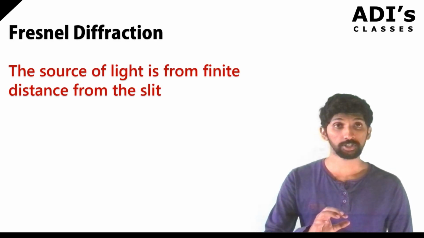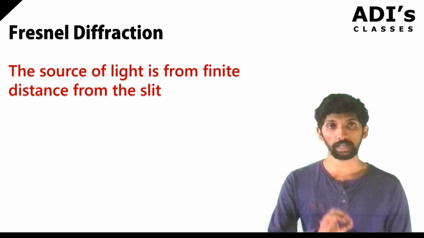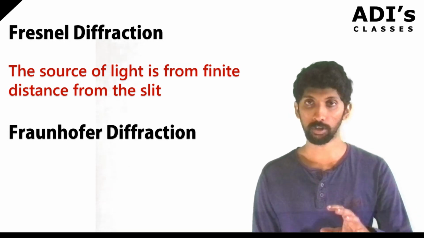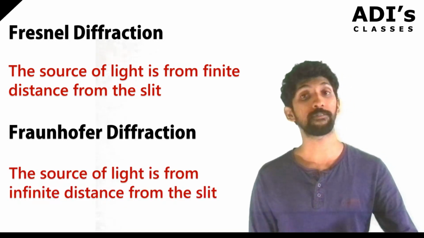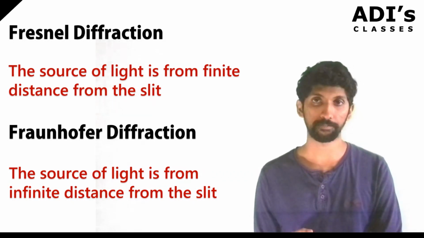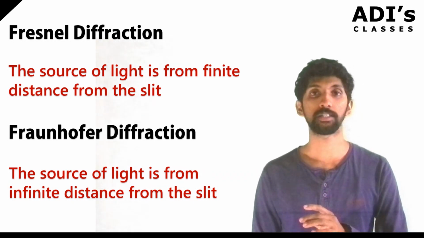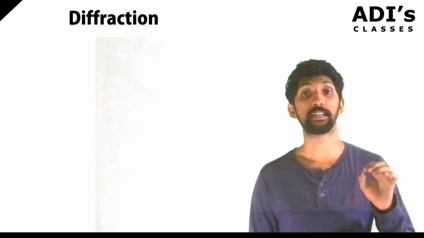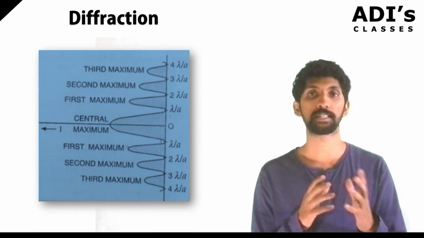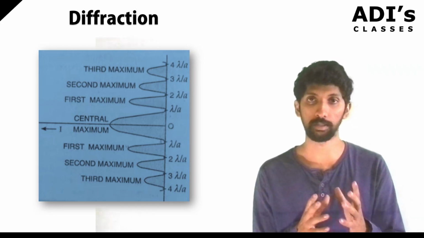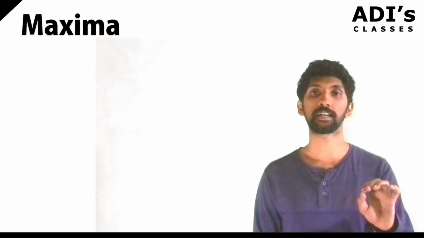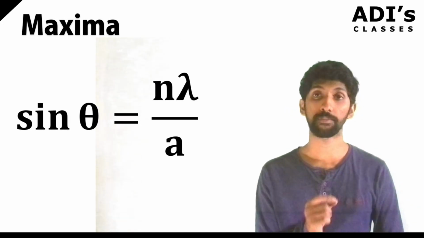So in Fresnel diffraction, the source of light is at a finite distance from the slit, and for Fraunhofer, the source of light was at infinite distance, meaning the wavefront was a planar wavefront. In the diffraction pattern, we have the central maximum and then a series of first secondary maxima, second secondary maxima, and first secondary minima.